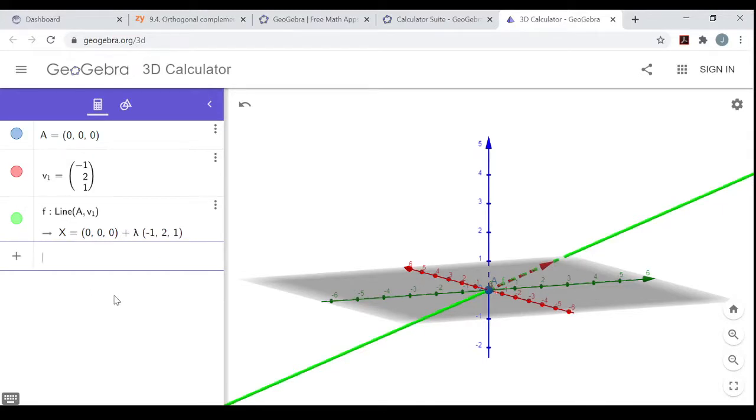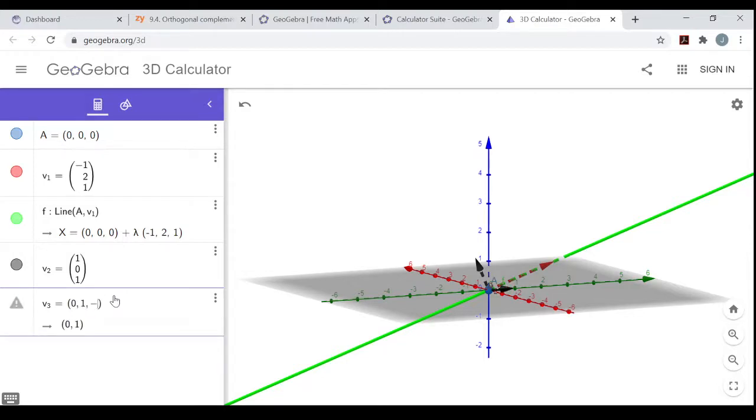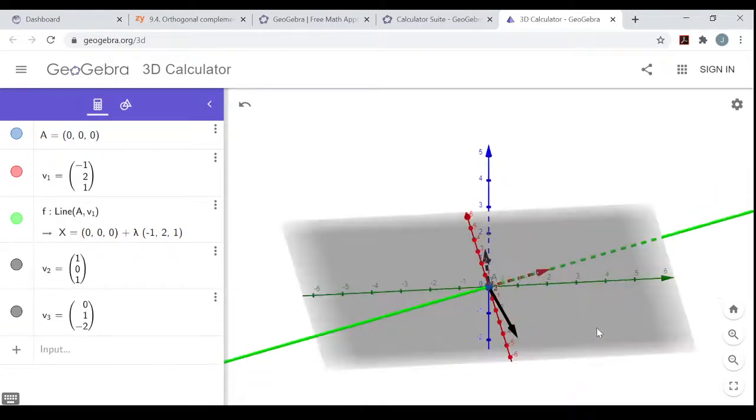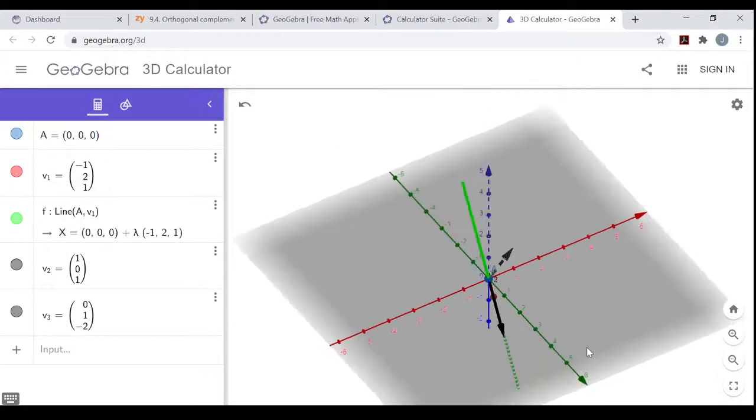All right, then my row space. Remember the row space I had written up was the span of 1, 0, 1 and 0, 1, -2. So here's 1, 0, 1. And the vector 0, 1, -2. All right. So there's those two. Now they look like they're pointing in the same direction, but they're not, right? You can clearly, if I move it around a bit, you can see they're pointing in different directions, those two.